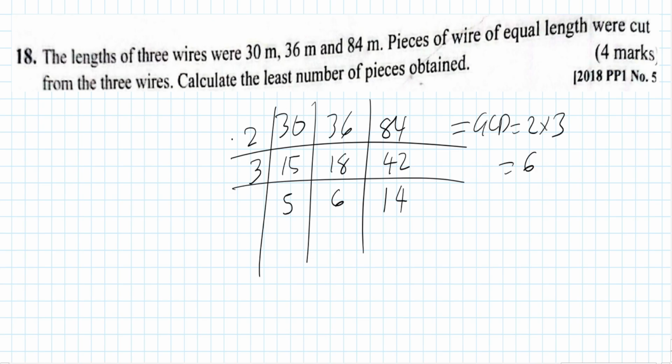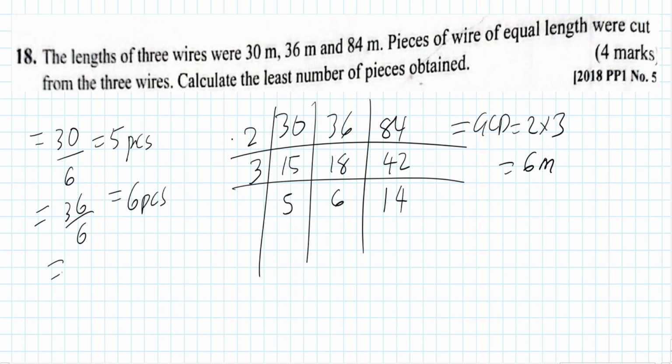Okay, now the question is asking you to calculate the least number of pieces obtained. So this is just 6 meters. Like you're taking 30 meters and dividing it into 6-meter pieces. If you take 30 divided by 6, you're going to get 5 pieces. 36 divided by 6 gives you 6 pieces. 84 divided by 6 is 14, so you're going to take 14 pieces.